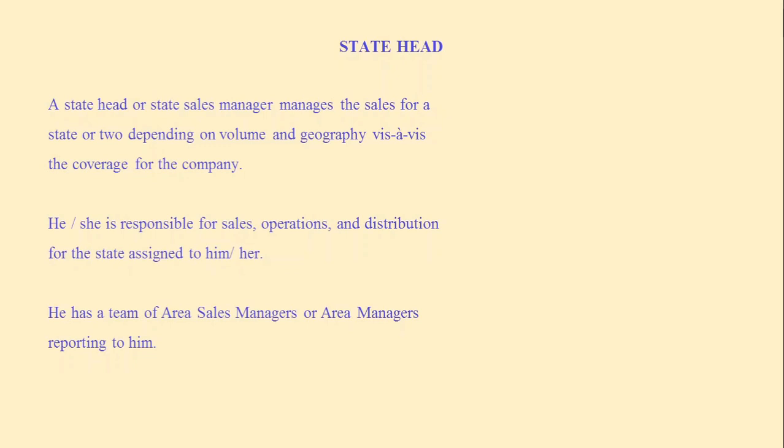All right. So again, just like the RSM or regional sales manager, he too is responsible for sales operations and distribution across the state that has been assigned to him, and he has ASMs under him who report into him, and state head की जो target है that is further taken up by the ASM. मतलब the different state head का जो target है that is broken down and given to the different area sales managers under his span of control.